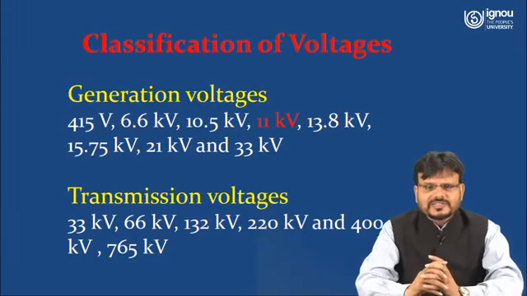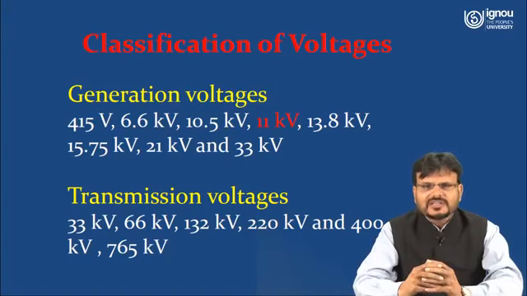Now, as you know, the different voltages, like it is generally said that power is generated at 11 kV or 450 volt or 6.6 kV. So this voltage may be classified as generation voltage, transmission voltage and distribution voltage. Generation voltage may be 415 volt, 6.6 kV, 10.5 kV, 11 kV, 13.8 kV, like that. The most used voltage for generation at a thermal power plant is 11 kV.